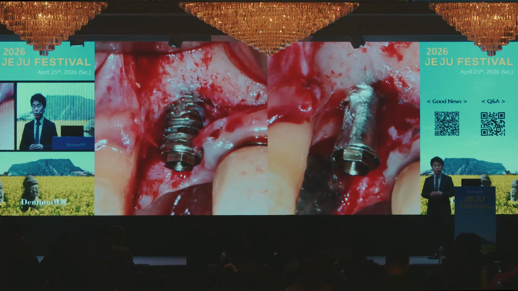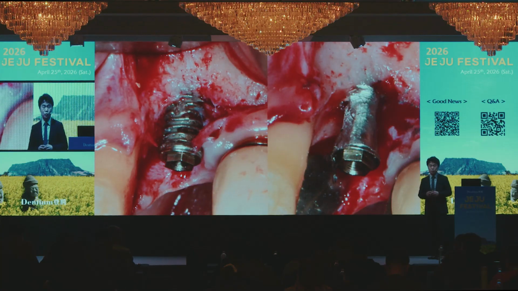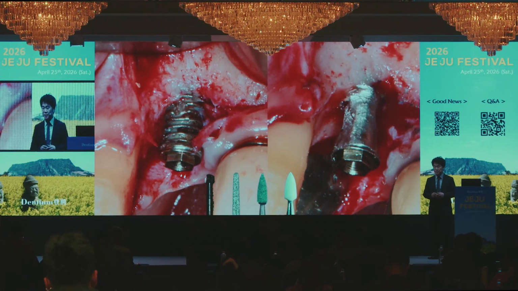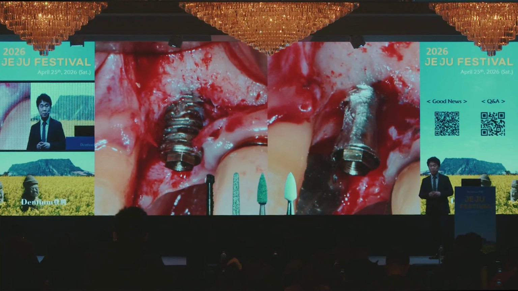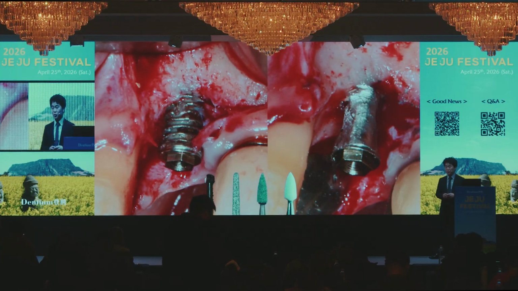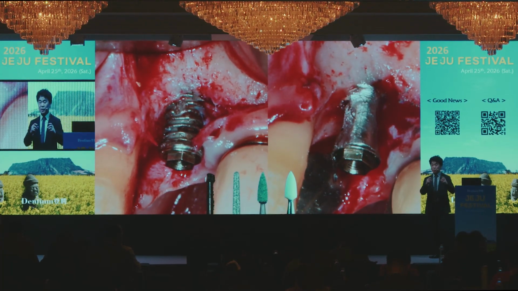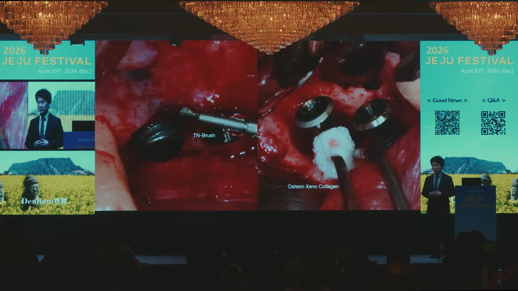This is a representative photo showing how many types of burr are used to refine and polish the surface: the tungsten burr, the diamond burr, and the green stone Arkansas burr. And after that, we can move the gingival margin from top to apical.